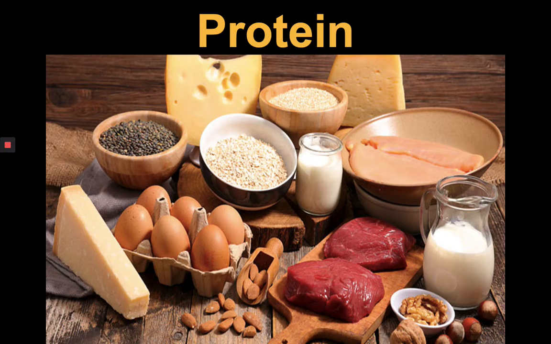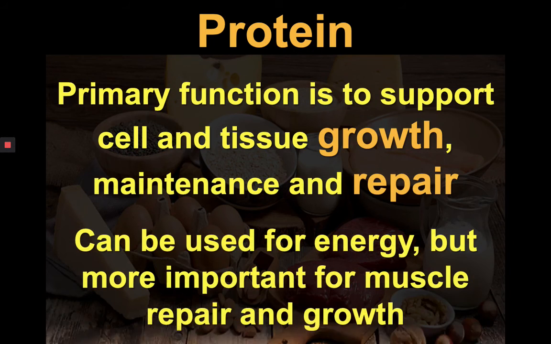And last but not least, we have protein. Protein's primary function is to support cell and tissue growth and also maintain and repair the body. It can be used for energy, but it is more important for muscle repair and growth. So keep that in mind, you guys. Although protein is a macronutrient, our body does not like to utilize that as its first form of energy. We like to use protein to repair the body. It is only in emergency cases that you would break protein down as a fuel source.